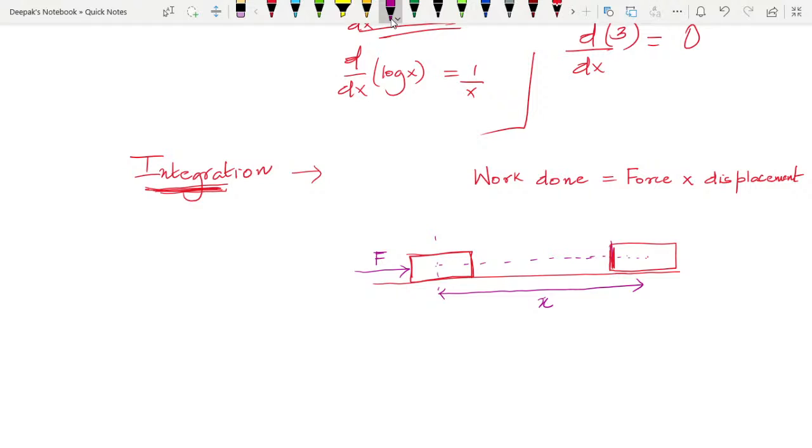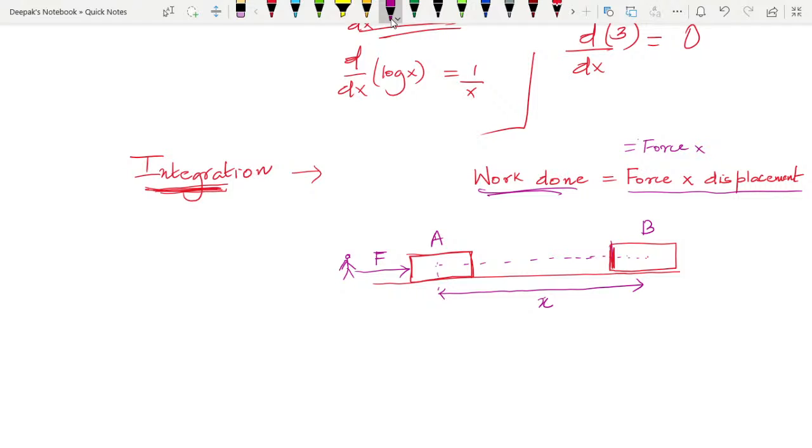So how much work, let us say you are the one who is pushing, using the force to push the block. How much work did you do to move the block from this position A to this position B? You can easily find it by putting the formula for the force and the formula for displacement. Displacement means this distance. So you can easily do that.